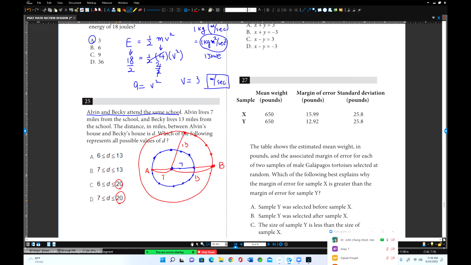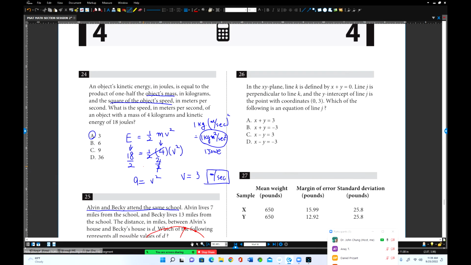Where is the minimum distance? If they lived in the same direction, very close. This is 13, this is 7, their difference is only 6. 13 minus 7 is just 6. That's the answer. Minimum distance is 6, maximum distance is 20. That's number 25.